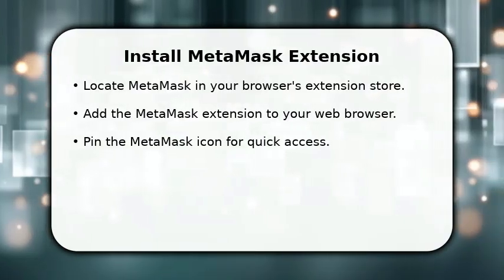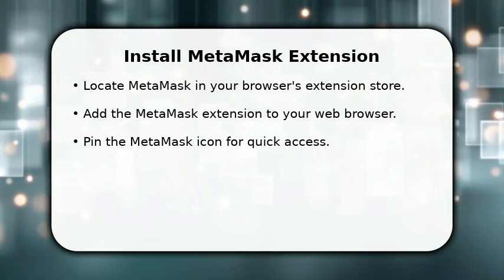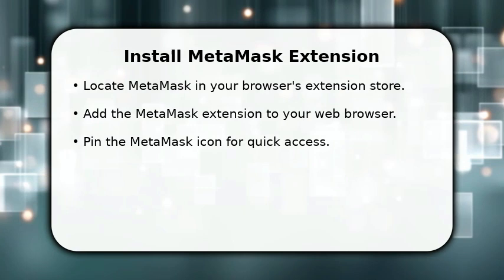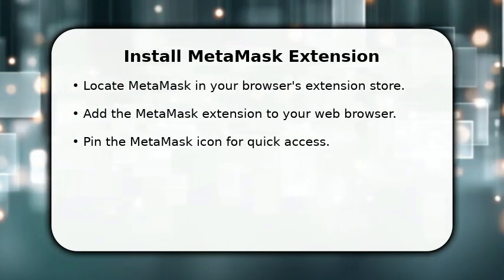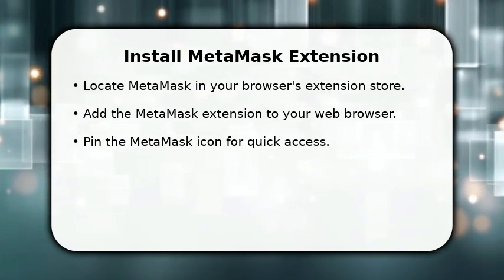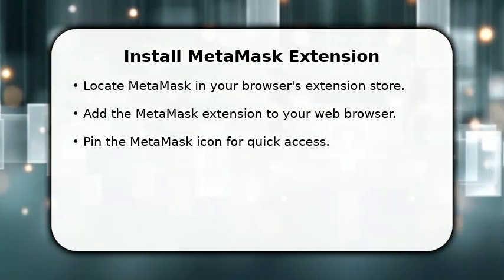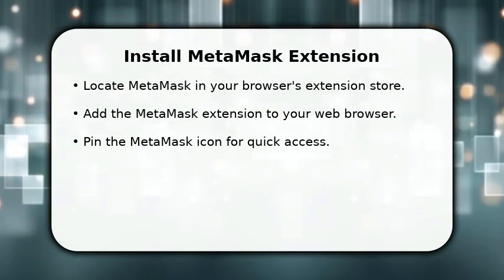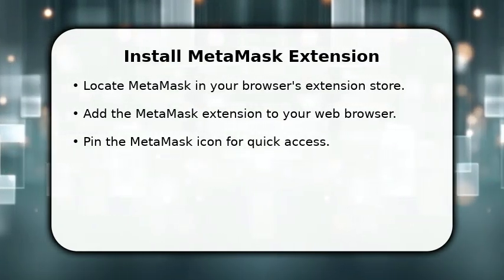In this video, I will explain how to activate your MetaMask wallet. First, open your preferred web browser and navigate to its extension store. Search for MetaMask and click to add the official extension. Once installed, you'll see the MetaMask Fox icon. It's a good idea to pin this icon to your browser's toolbar for easy access whenever you need it.